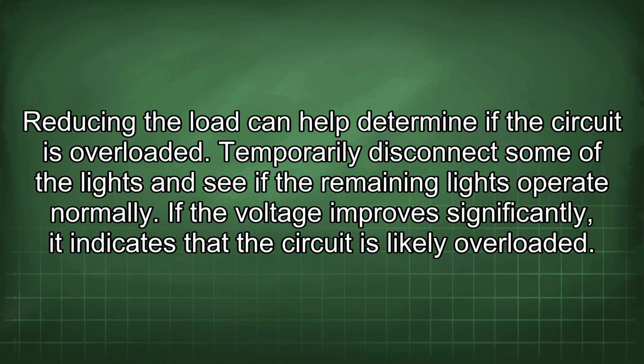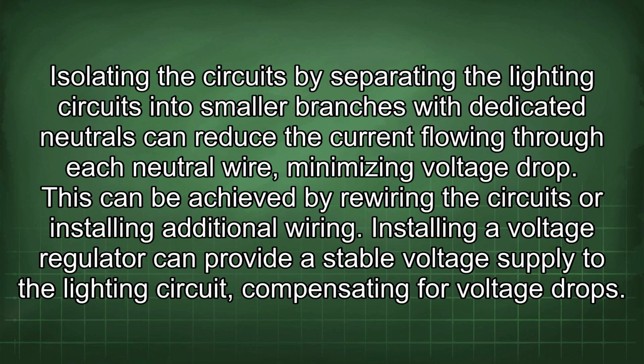Reducing the load can help determine if the circuit is overloaded. Temporarily disconnect some of the lights and see if the remaining lights operate normally. If the voltage improves significantly, it indicates that the circuit is likely overloaded. Isolating the circuits by separating the lighting circuits into smaller branches with dedicated neutrals can reduce the current flowing through each neutral wire, minimizing voltage drop. This can be achieved by rewiring the circuits or installing additional wiring.